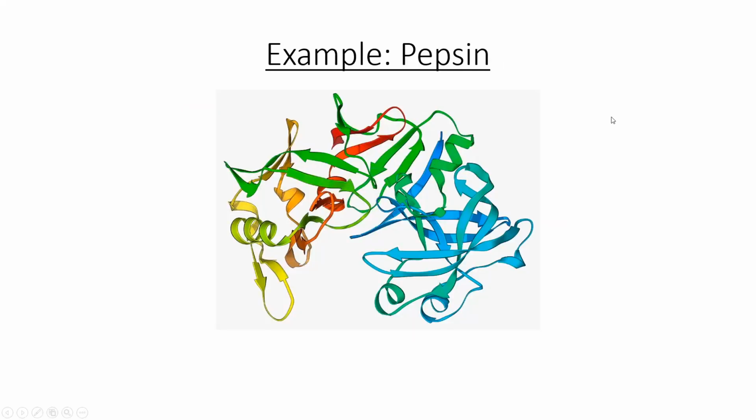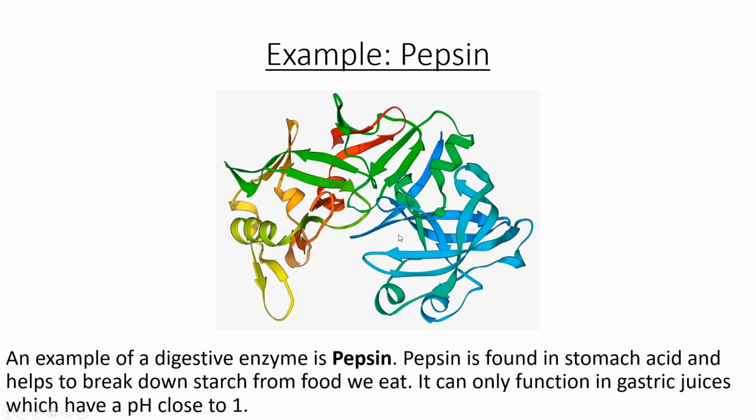All right. So this complicated rainbow diagram here is pepsin. This is a scientific rendering of pepsin. So it doesn't actually look like this. This is just what we use to try and understand it a little bit more. Just thought I'd put that up there to give you an idea. Now, pepsin is an example of a digestive enzyme. It's found in our stomach acid, and it helps to break down starch from the food that we eat.